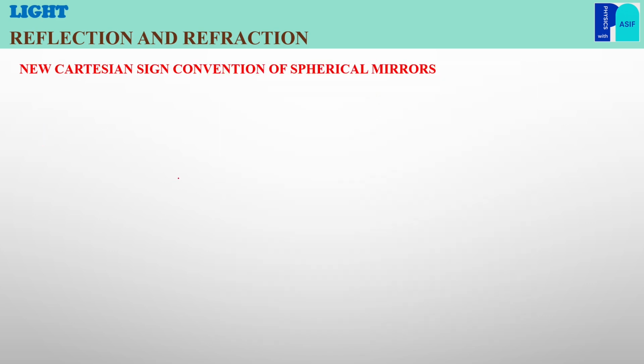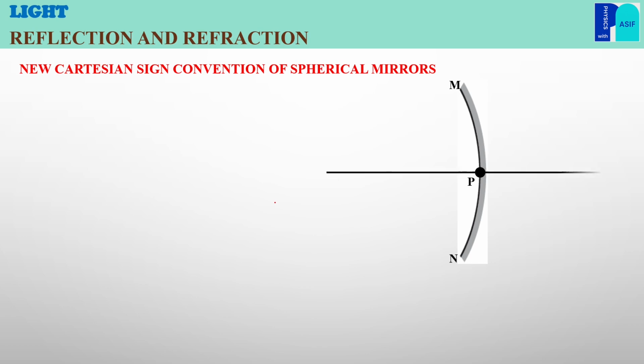Next topic is new Cartesian sign convention of spherical mirrors. So while calculating image distances and determining the nature of images, we may face many difficulties. To avoid these, to maintain uniformity and consistency, we use Cartesian sign conventions, which helps prevent errors and confusion in calculations. And these conventions are very simple to understand. Take a concave mirror or a convex mirror and then mark the pole, and the horizontal line passing through the pole is the x-axis, and say it is x dash.